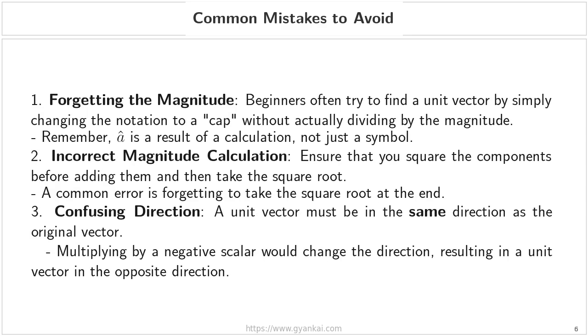Finally, be careful not to confuse the direction. By definition, the unit vector we are calculating must point in the exact same direction as our original vector. If you were to multiply your vector by a negative scalar instead of the positive reciprocal of the magnitude, you would end up with a unit vector pointing in the opposite direction. While it would still have a magnitude of 1, it would no longer be the vector we are looking for.